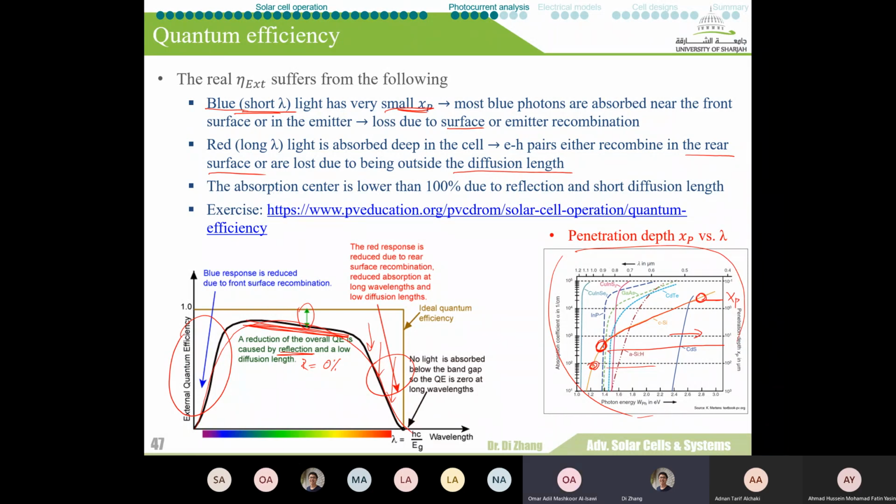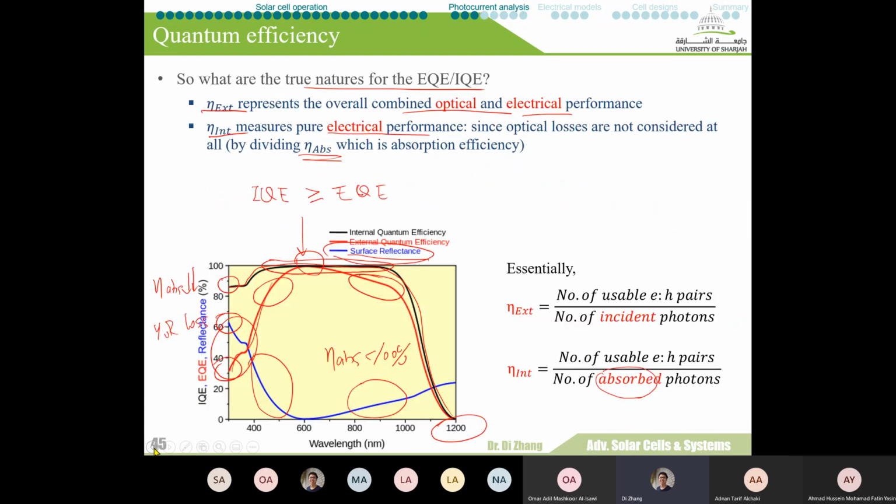Yes, Omar, go ahead. Why don't we have the diffusion length problems in the blue, which is the short wavelength, even though we have it for the long wavelength? In the blue, we also have the diffusion length. This is actually for the emitter case. We talked about it last time.